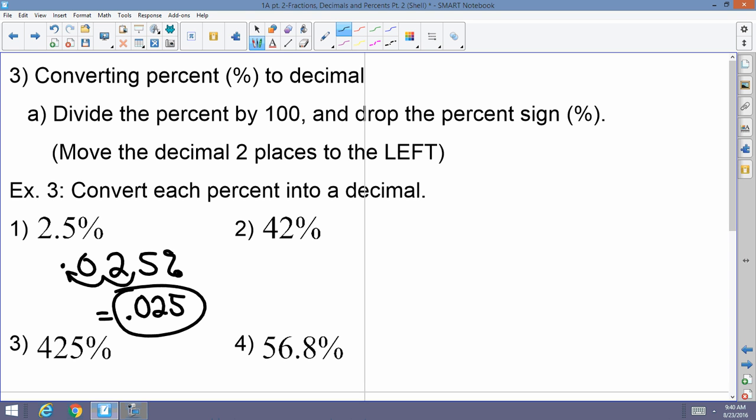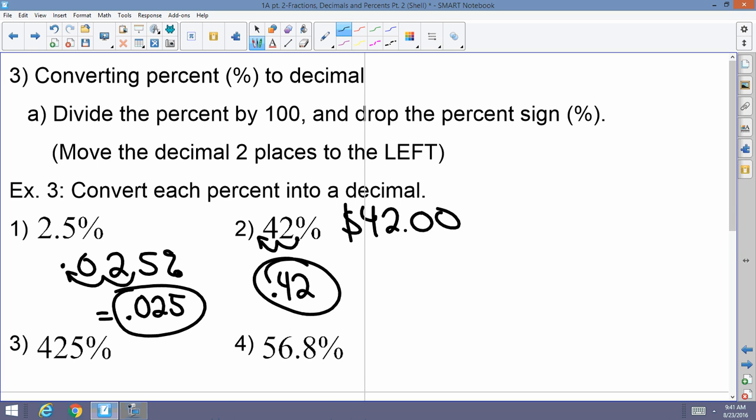42%. Remember that if you don't see a decimal, it's always at the right, at the end of the number. It's like money. If I had $42, it's $42. So if you don't see a decimal, it's at the far right of the number. So 42%, I want to turn into a decimal, so I'm going to go 1, 2 places to the left, which is 0.42. I drop the percent sign because I'm going from percent to decimal.